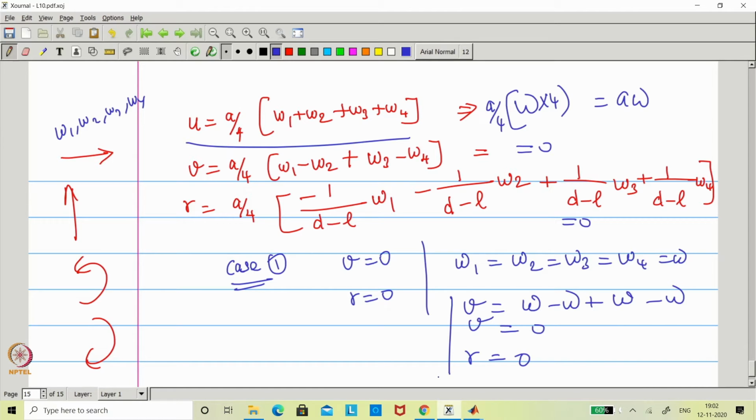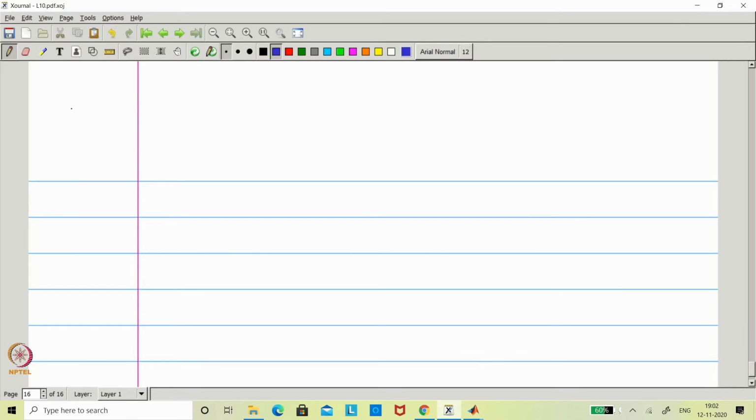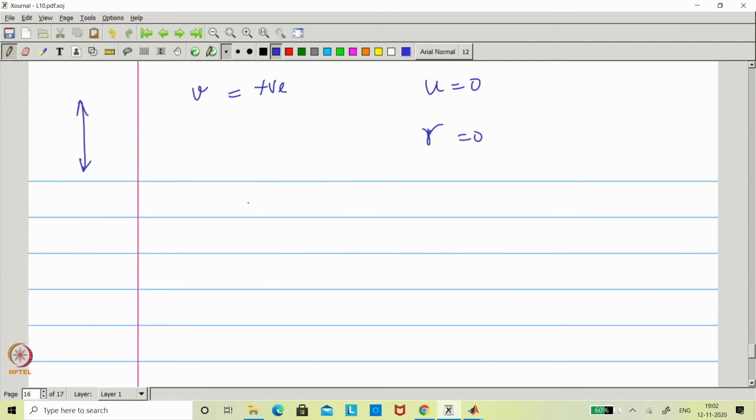Now the issue is if I want something else. I am interested to see whether the vehicle goes in the upward or downward direction; we will take upward. So v is supposed to be positive, where u would be 0 and r would be 0. You recall the equation we have taken. For v to be positive, you can take two combinations. I am just rewriting that equation: v is a by 4 times omega, the other way around.